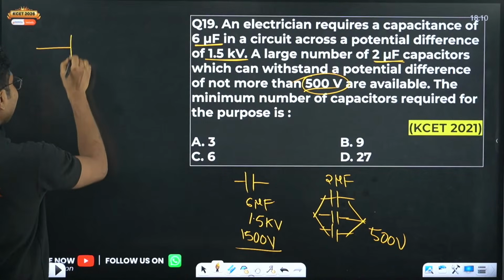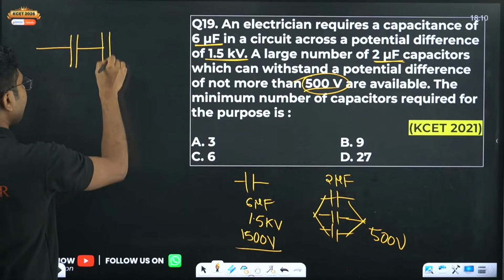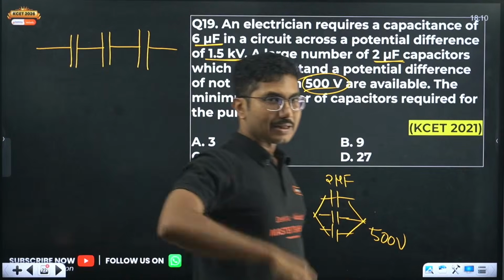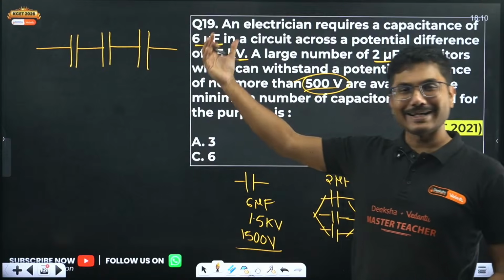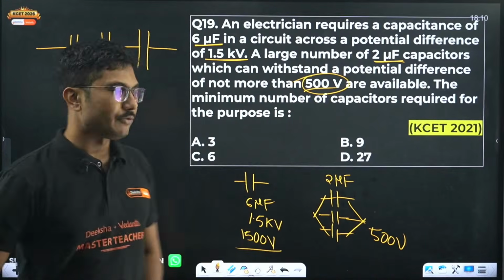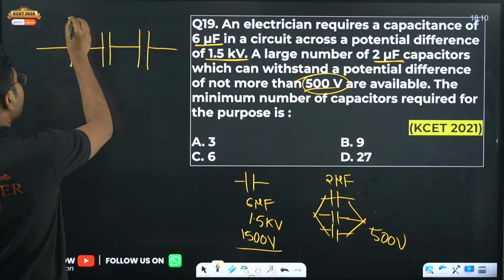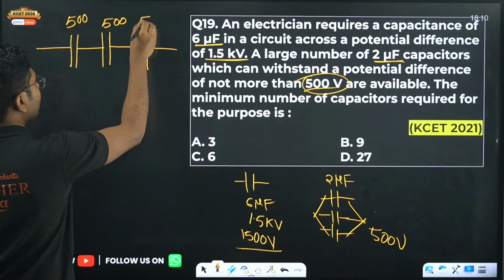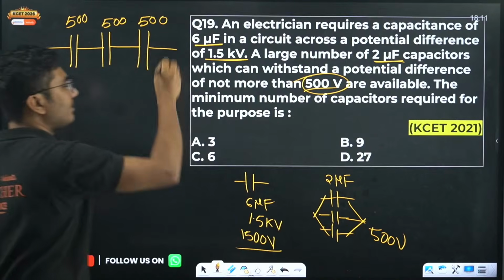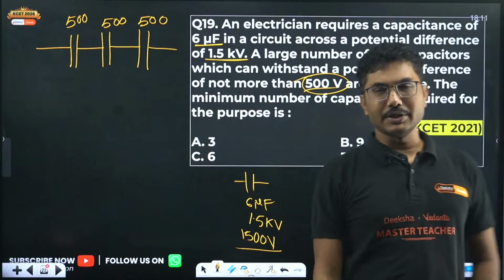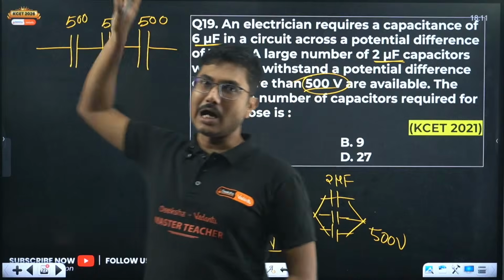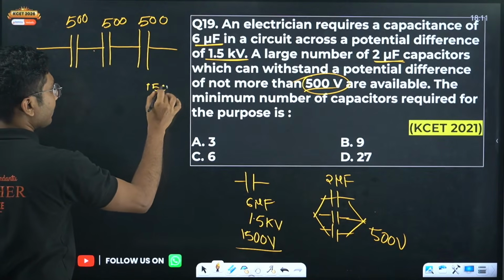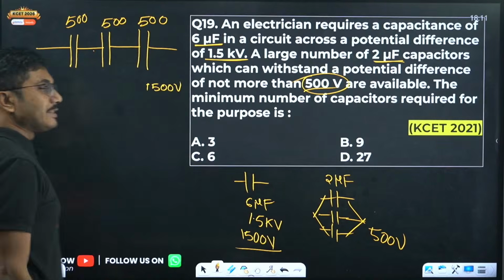When we connect 3 capacitors in series, the capacitances do not get added. Capacitance gets added reciprocally, like the formula that we know. But the voltages get added, Kirchhoff's voltage law. So when you connect 3 capacitors of 500 volt each, the voltages get added. Now this combination can withstand 1500 volt.